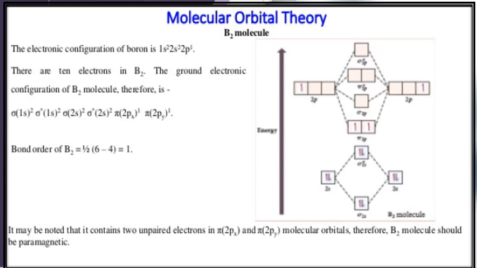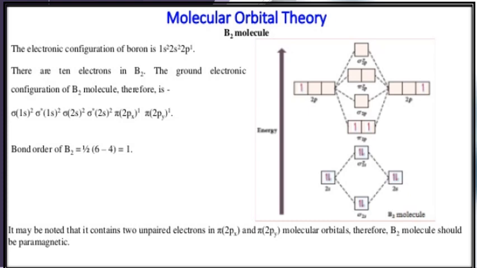Now here it is given the molecular orbital diagram of B2. Before it you should remember what we have done in the previous lectures, the rules to fulfill the molecular orbital diagrams. These are the energy diagrams for the filling of the molecular orbitals formed in this theory.